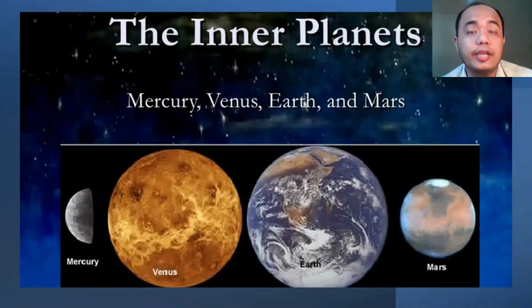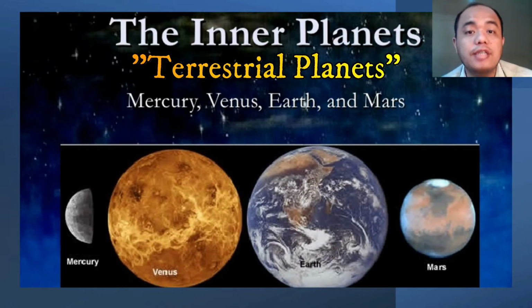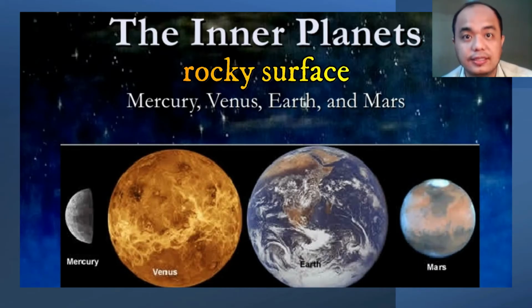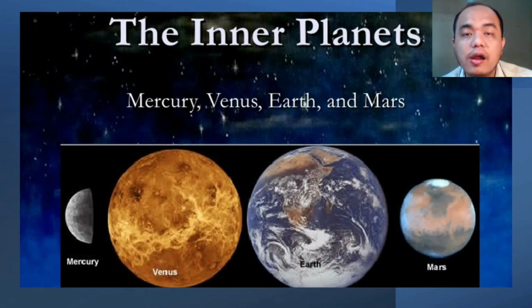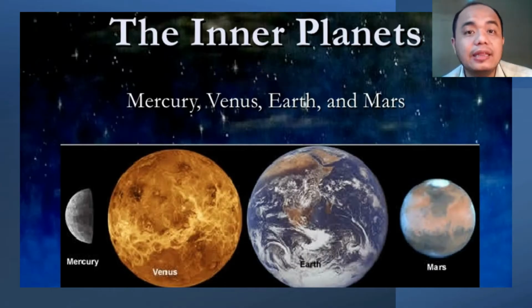Now, there are 4 inner planets or terrestrial planets, right? They are called terrestrial planets because they resemble the Earth, wherein all these planets have a compact and rocky surface, just like planet Earth. And they are relatively small but dense or massive. Maliliit na planeta ito pero mabibigat.